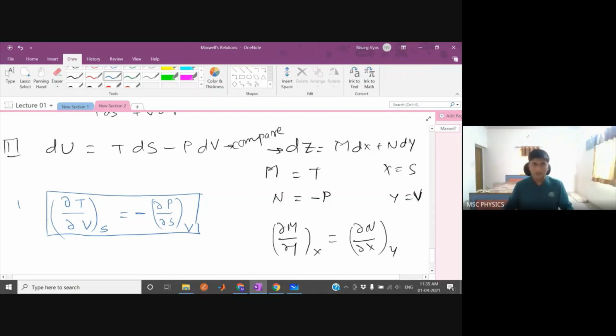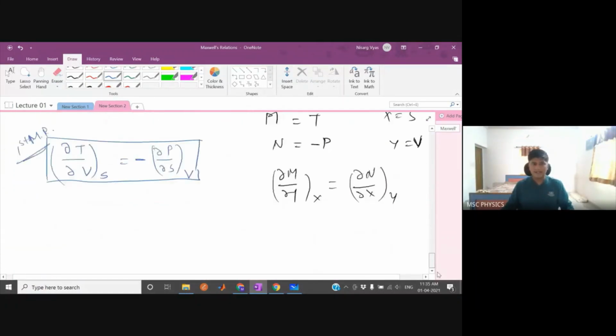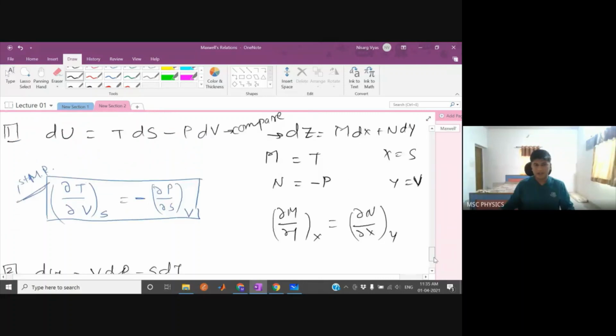But this is the first of the Maxwell's relations. Now you can easily derive it: dG equal to VdP minus SdT. So if I write it like this, the second one, dG equal to VdP minus SdT, you can always write the second Maxwell's relation.